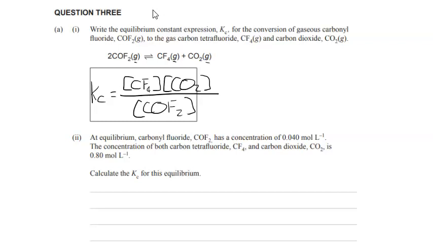and then that is going to be divided by COF2, and then the trick here, see if you can work it out before I do, is that we put the 2 to the power of that. And that's our equilibrium expression. So that would be an achieved mark there, just like that.